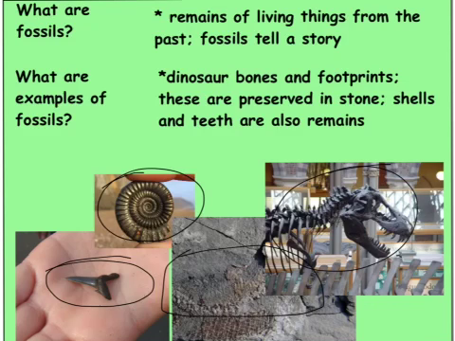So we have dinosaur bones, footprints preserved in stone, shells, teeth. Anything that shows that a living thing used to be in that location helps us to understand what happened to those creatures.